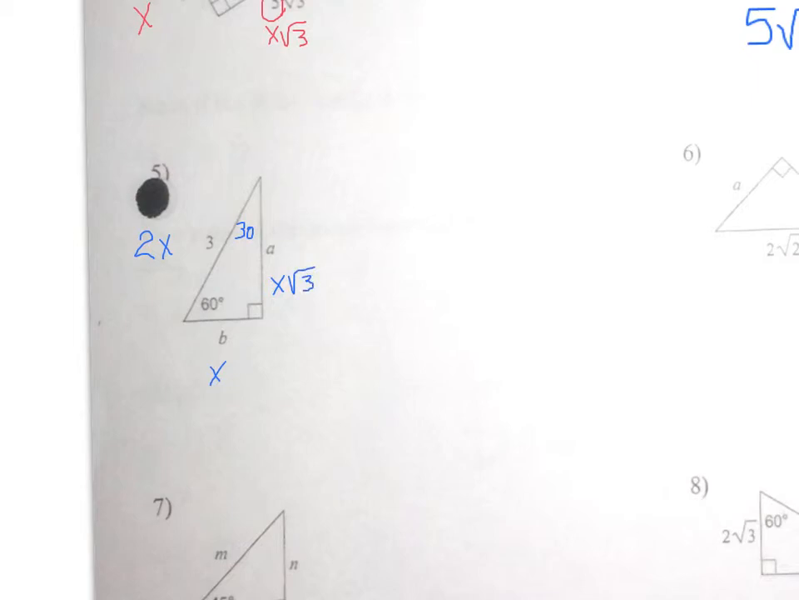So if the hypotenuse is 3, and that is twice the short leg, well, we just divide by 2, we get half. So the short leg is 3 halves. You can just leave it like that. And therefore the long leg, that is x square root of 3, and x is 3 halves, well then the long leg is 3 halves square root of 3.